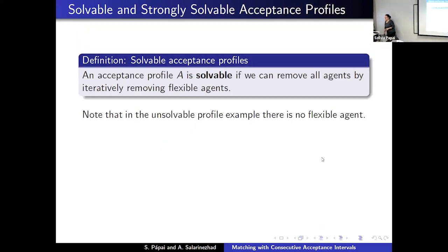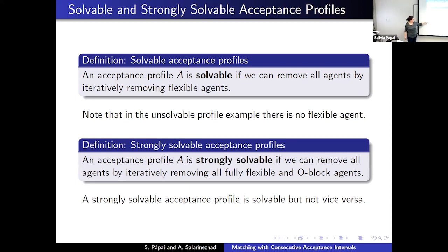Okay, so what's a solvable acceptance profile? It's an acceptance profile for which we can remove all the agents iteratively just by removing these flexible agents. So we look at the profile and find that there is a flexible agent, and we remove it. Then we look at the reduced profile. We only remove agents, by the way; we don't remove objects. But when we remove agents, we are removing competing agents.